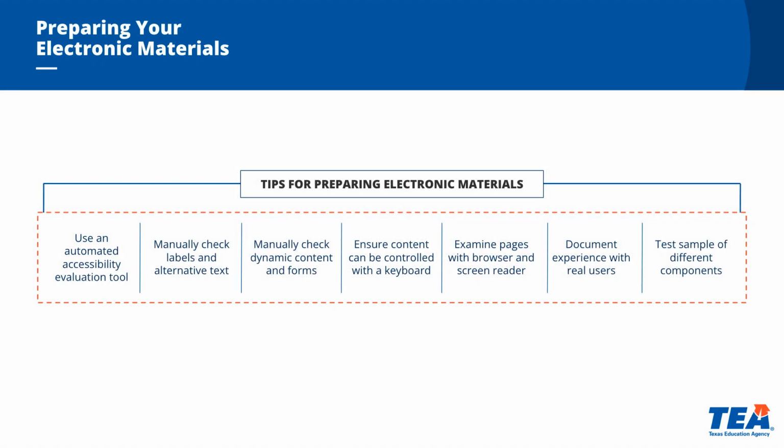Finally, as you prepare your electronic materials, here are a few tips to ensure you achieve success. You can use these as a checklist during your process. Use an automated accessibility evaluation tool. Manually check labels and alternative text. Manually check dynamic content and forms. Ensure content can be controlled with a keyboard. Examine pages with browser and screen reader. Document experience with real users. Test sample of different components.